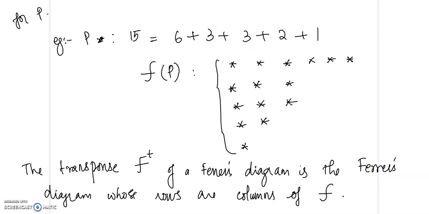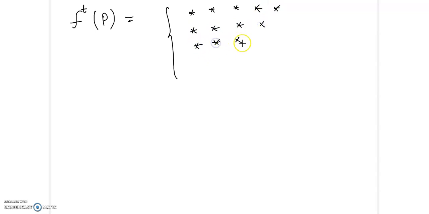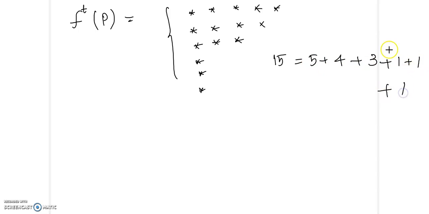So let us look at the Ferrers diagram for this example. F transpose of P will be given by: in the first row 5 asterisks will come, in the second row you will have 4, and then 3, then you have 1, 1, 1. So here you can write 15 as 5 plus 4 plus 3 plus 1 plus 1 plus 1. That is the Ferrers diagram which gives the transpose.